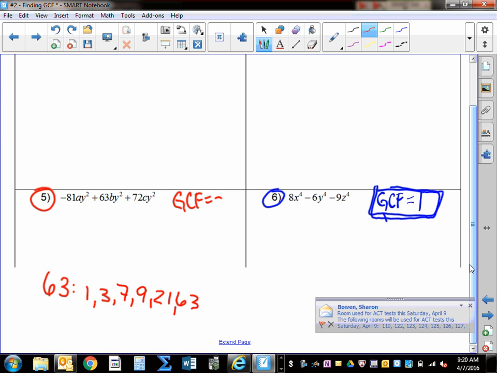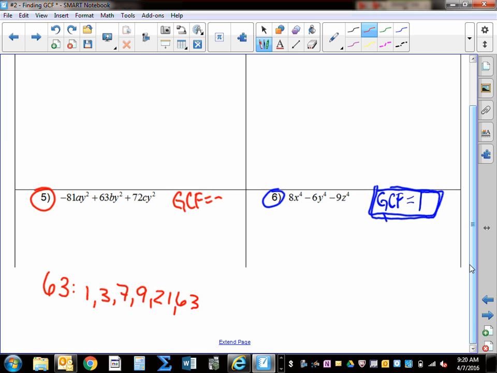Alright, so here are the factors. Is 63 going to work in 72? No. Does 21 work for 72? No. You have the calculator, right? Check on your calculator. 72 divided by 21. It's a decimal. So it didn't work. So 21 did not work.